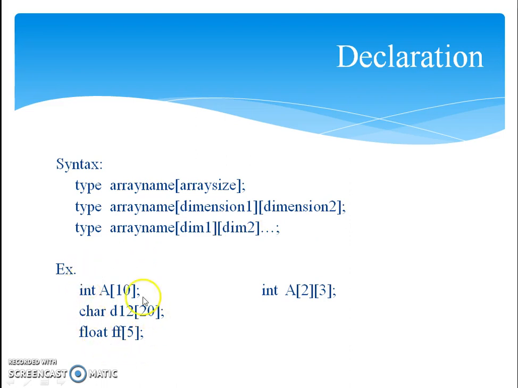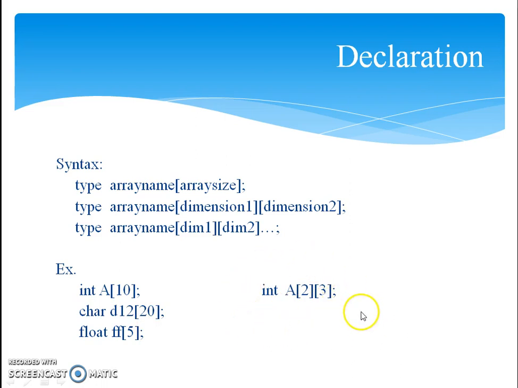Some examples I have shown here, where the first array is of integer type, the second is of character type, and the third of float type. All these are one-dimensional arrays with their sizes: 10, 20, 5, etc. If it is a character variable, it will store only a single character. But it is a character array, so it can store 20 characters. A group of characters in C is known as a string.